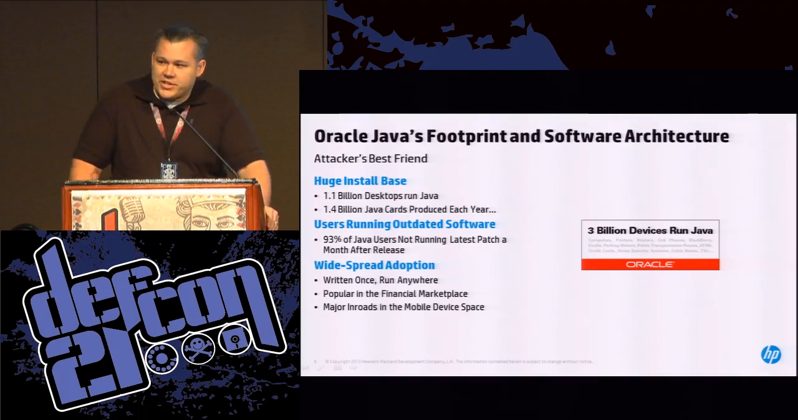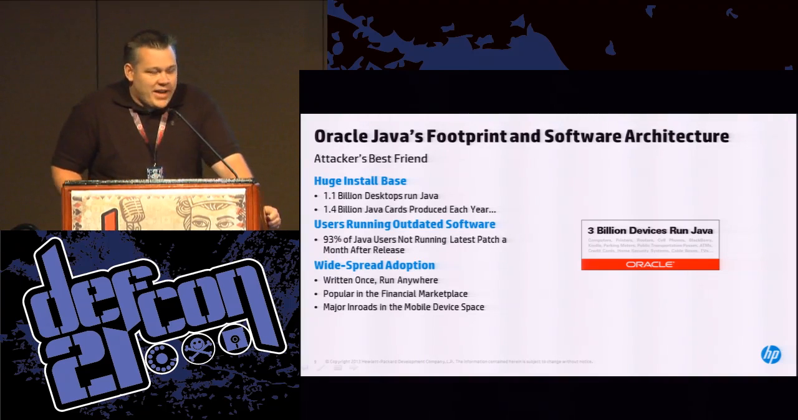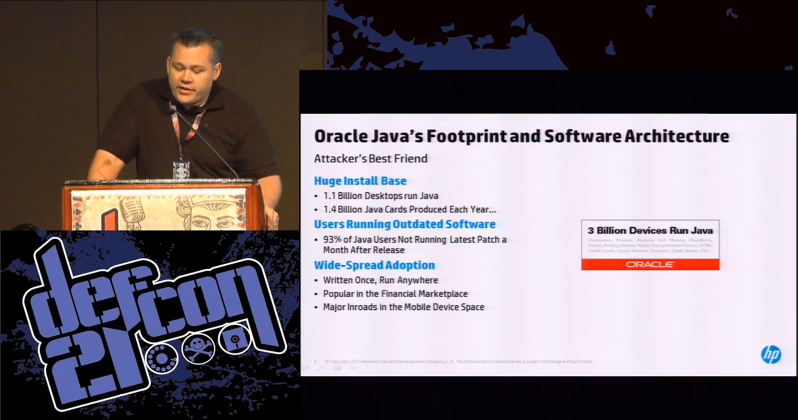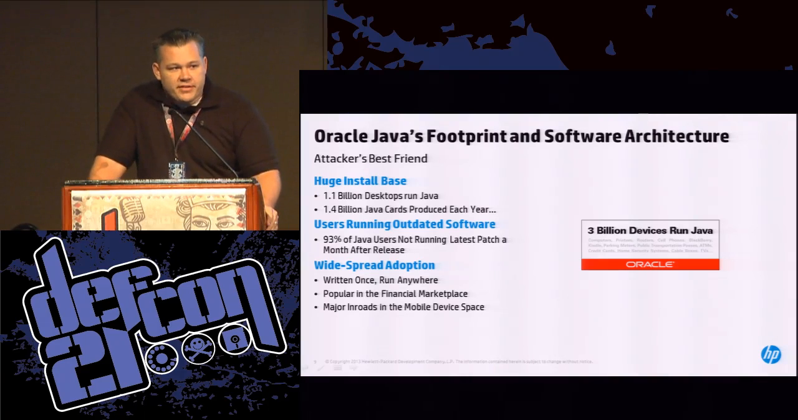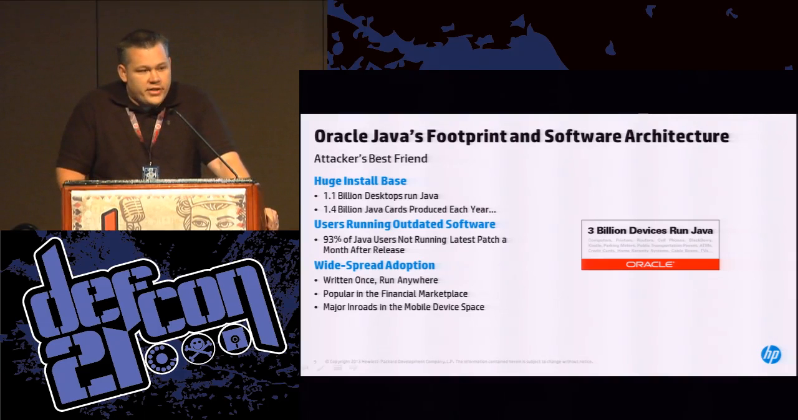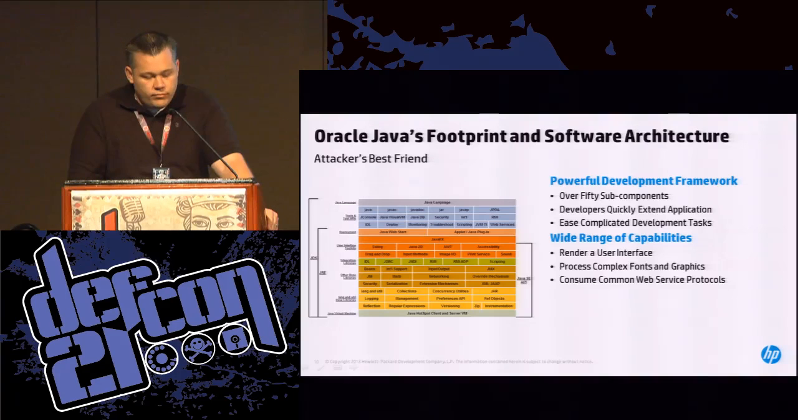I have no idea what a Java card is, but I'm pretty sure it can't be updated, and if it's running any part of Java, it's probably got a vulnerability in it. The other interesting thing is that schools are using Java as the base language for computer science students, so we have thousands and thousands of developers coming out every year, and their core language is Java. As a result, there's been massive widespread adoption of Java in the marketplace, in the financial marketplace and in the mobile space, so it's a really good target for attackers.